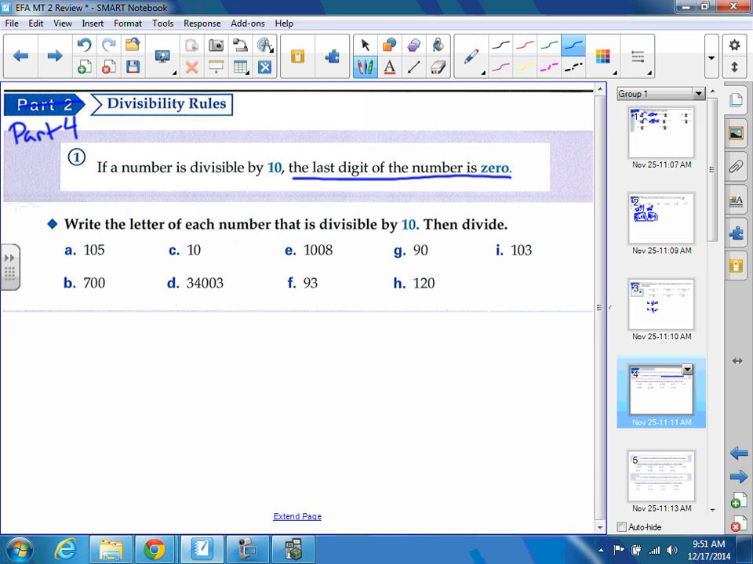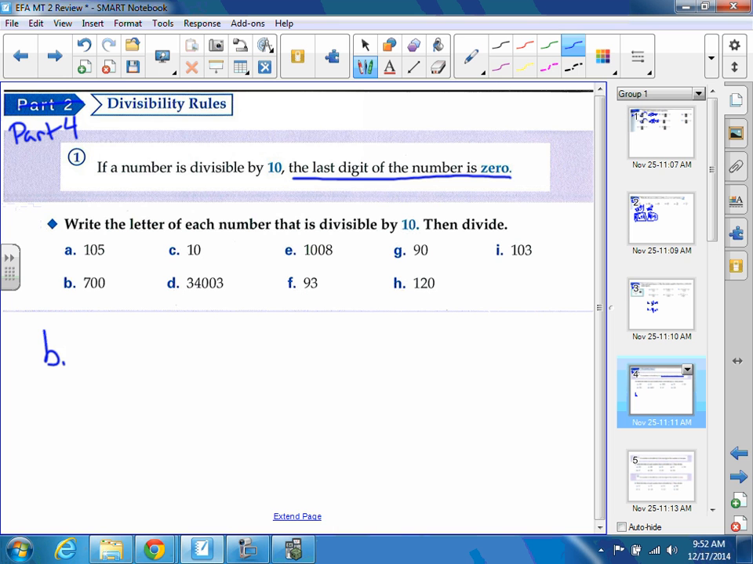So what I'm going to do for A through I here is look to see which ones have the last number being a 0, and then I'm going to divide them by 10. If I look at A, I've got 105. The last digit is 5. It's not 0. So A is not going to work for 10. I look at B, I have 700. The last digit is a 0, so B will work.